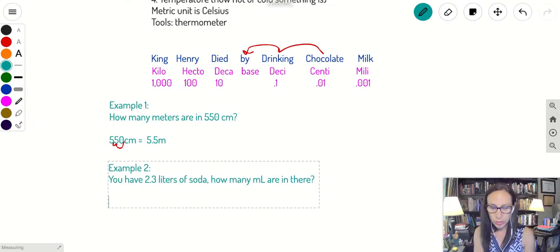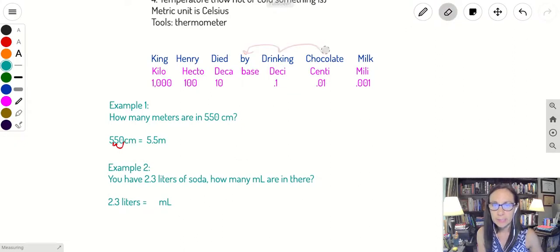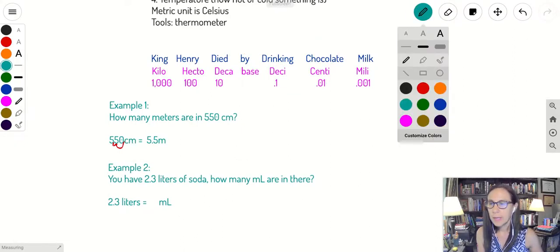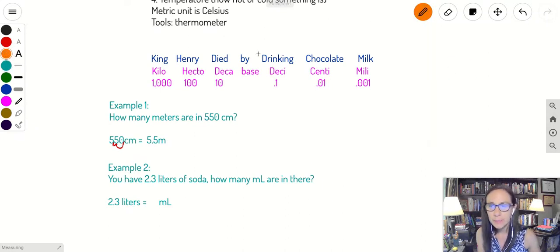Okay, so now you have liters and you're going to milliliters. So what you're going to do is write down the number that you were given in the problem, so 2.3 liters, and you want to convert that to milliliters. Okay, so what you do is you go back to your King Henry sentence, and let me erase this. Okay, and then I'm going to do orange just to mix it up a little bit.